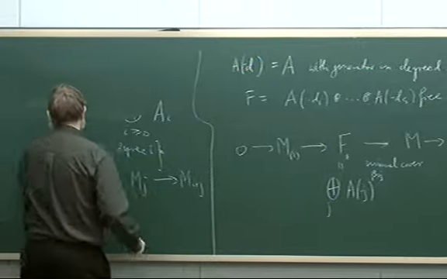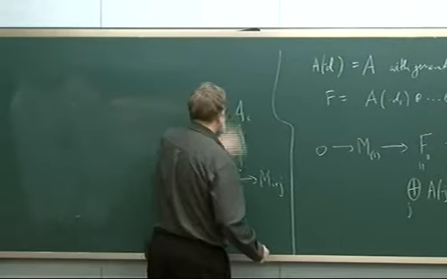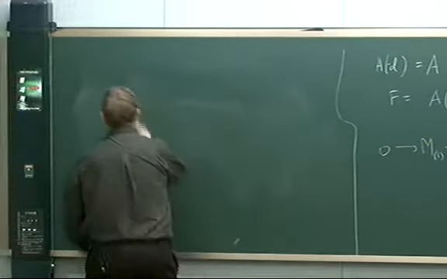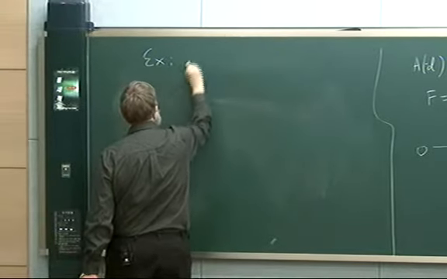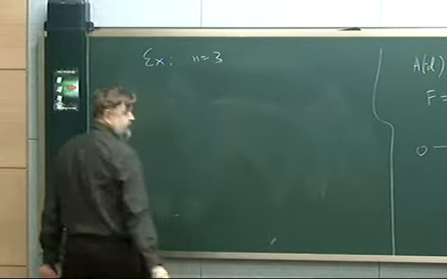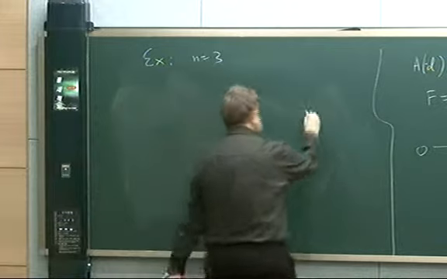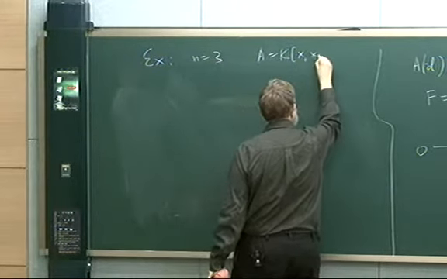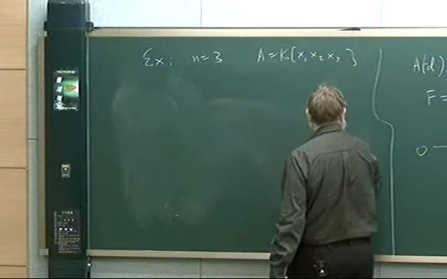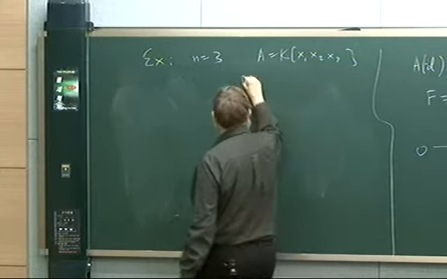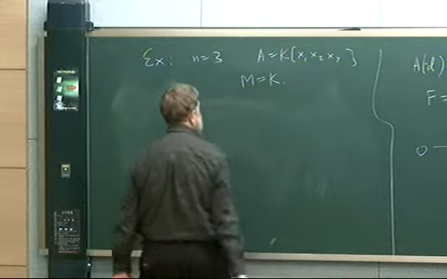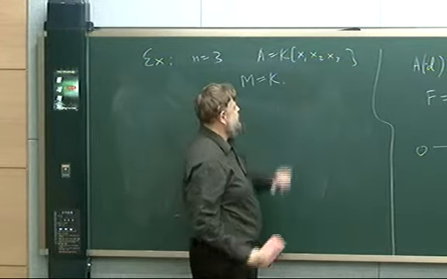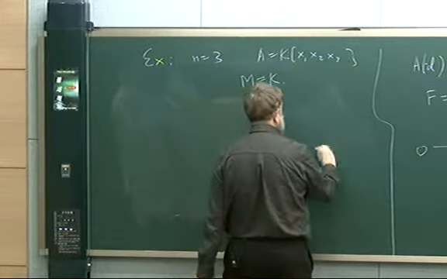Let's take, for example, the easiest situation. Let's take the first example, n equals 3, and let's take A to be k[x1, x2, x3]. The point is, let's take M to be just k. So this means all variables act as 0. So what will happen here?